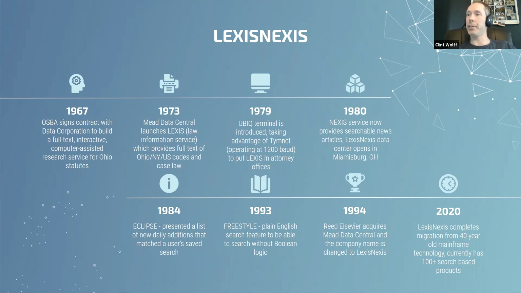And then in 93, a service called Freestyle, think of natural language processing today, right? So plain English search feature to be used without Boolean logic. In 1994, Reed Elsevier acquires Mead Data Central, changes the name of the company to LexisNexis, and of course that stands still now. 2020, LexisNexis completes a migration from 40-year-old mainframe technology.